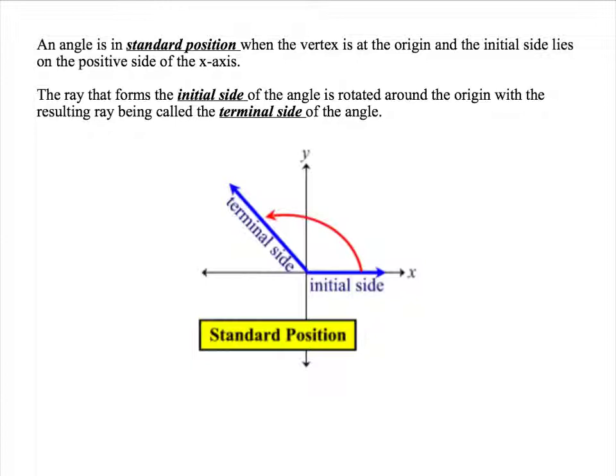If the initial side is not on the positive side of the x-axis, is it in standard form? No. If an angle's not in standard form, we're not going to mess with it. We are only dealing with the standard position. The initial side is always on the x-axis there. The terminal side moves around.